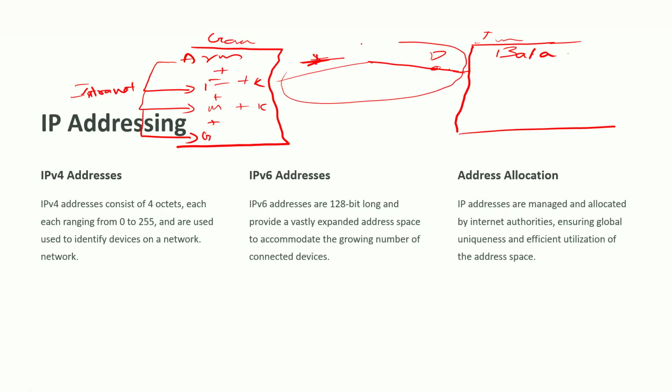Internet is the connection of intranets. Bala also has his family, right? Father, mother, sister, maybe kids. Let's say there are a lot of people. If Bala is talking to these family members, it is intranet for Bala. If Bala is talking to others outside of his family, it is internet.